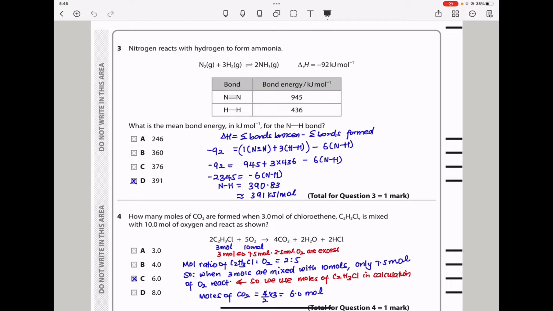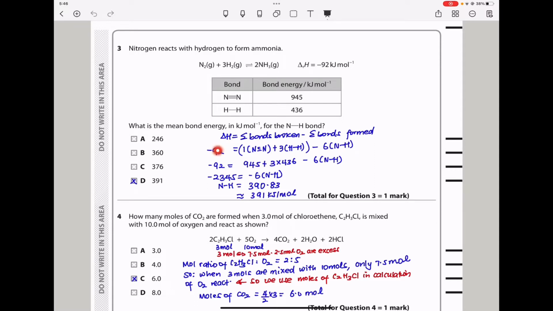They've given us the bond enthalpies. Here we have the nitrogen-nitrogen triple bond equivalent to that, and the hydrogen-hydrogen bond equivalent to that. The question is, what is the mean bond energy in kilojoules per mole for the nitrogen-hydrogen bond? We need to know that enthalpy change is equal to the summation of the bonds broken minus the summation of the bonds formed if we are using bond enthalpies or bond energy.